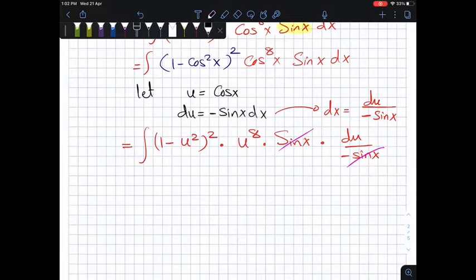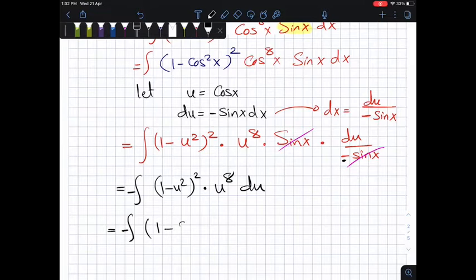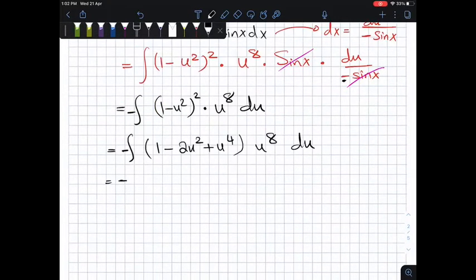And then we can expand first (1 minus u squared) all squared. Yes, we can expand here. There is a negative here for the 1 minus 2u squared plus u to the power of 4, and then times u to the power of 8 du, which is equal to negative. We can multiply the negative sign here.